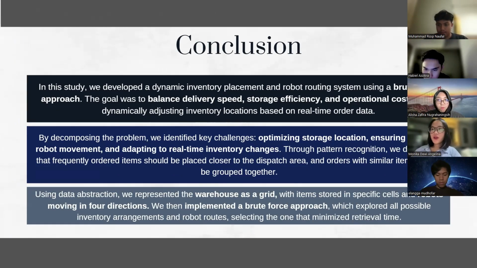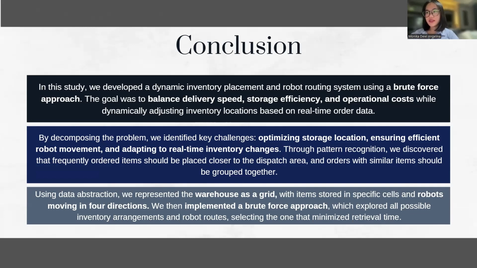The conclusion from our presentation is, in the study, we developed a dynamic inventory placement and a robot routing system using a brute force approach. The goal was to balance delivery speed, storage efficiency, and operational cost while dynamically adjusting inventory locations based on real-life order data. Next, by decomposing the problem, we identified key challenges, which are optimizing storage location, ensuring efficient robot movement, and adapting to real-time inventory changes.